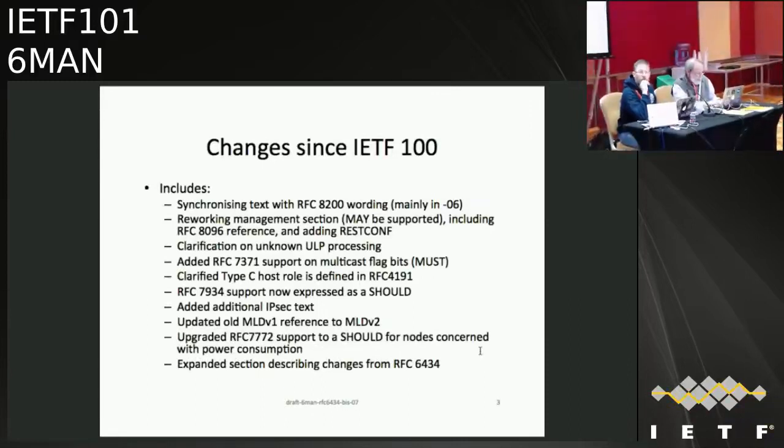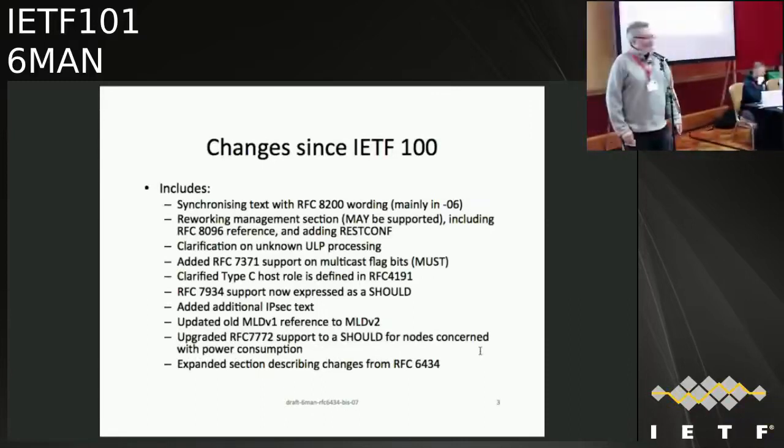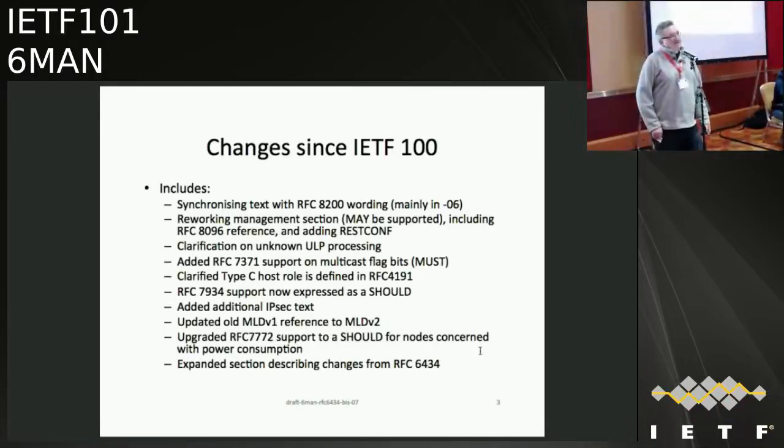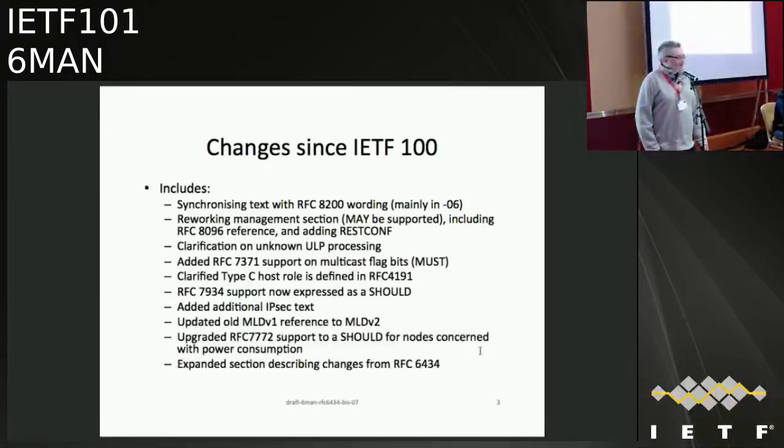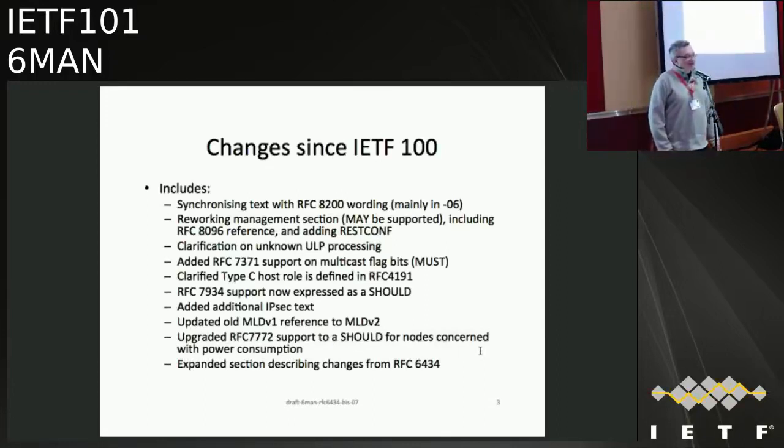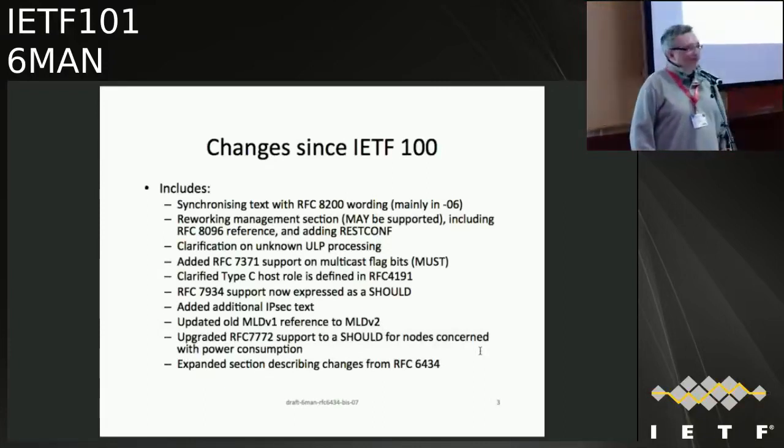So the first one of those is that we synchronized some of the text in 6434 BIS to the text that's in 8200 and to some extent 8201, which are obviously the latest or the new versions of the V6 core spec. What happened there was, as we were doing 6434 BIS, 8200 was then being crystallized into its final state, and we'd written some words in our BIS before they'd become finalized in 8200. So this is just about making those in sync.